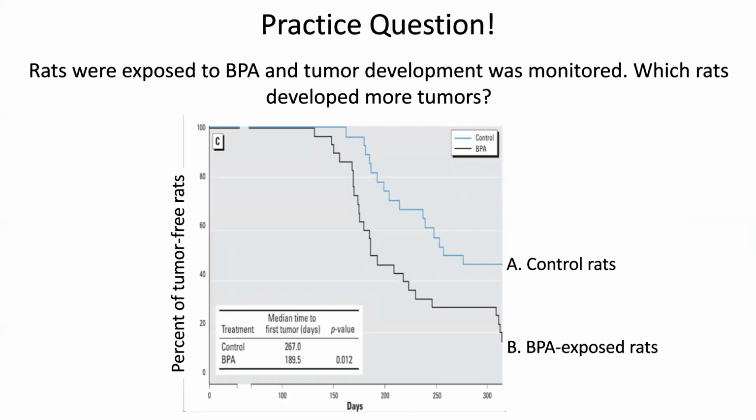Don't let this graph fake you out. Check out the labels on the axes again. So the rats that had tumor-free means less tumors. That's control rats. So even though it's higher on the graph, these had less tumors. That means that the BPA-exposed rats had more tumors.